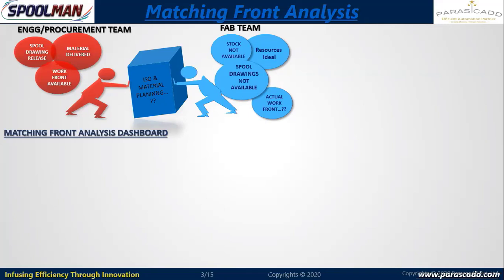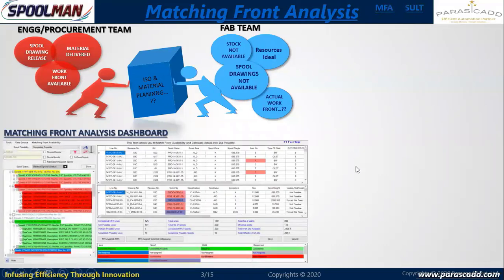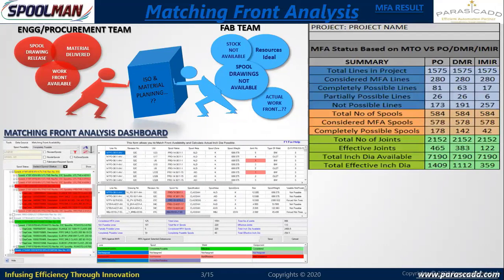And there is always an argument or disagreement between the engineering team and the fabrication team. The engineering team will say, I have issued this many drawings. The fabrication team will say, I am not able to fabricate because material is not available. All this disagreement will be resolved here in the matching front analysis, where the system will clearly match and say, at a line level, spool level, and joint level, which joint you can fabricate, which line you can fabricate, which spool you can fabricate, how many joints there are, and whether the spool is completely fabricatable.